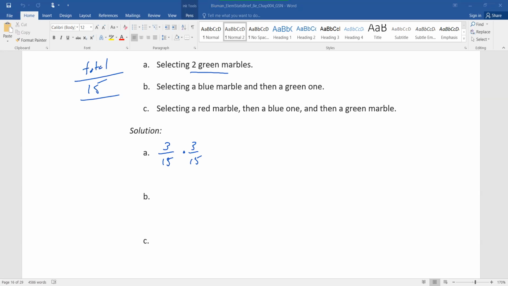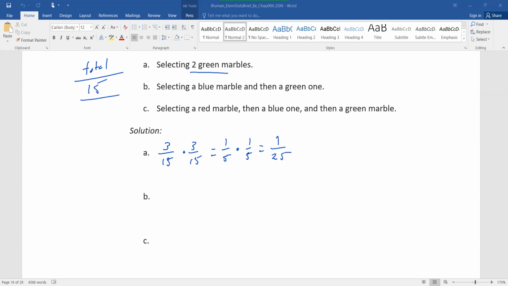After this, we're just going to straight up multiply. Now this can be simplified. What does 3/15 simplify down to? 1/5. Make your life easier if you're able to. And then how do you multiply fractions? Straight across. What's 1 times 1? 1. What's 5 times 5? 25. So you have a 1 in 25 chance that both marbles selected are green.